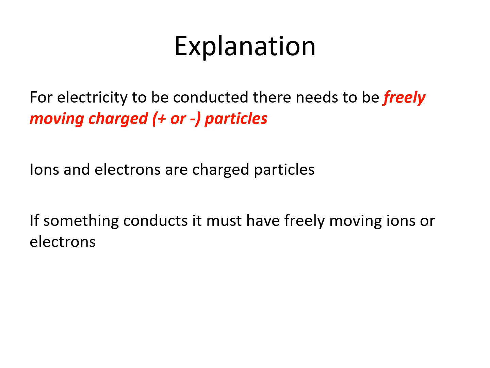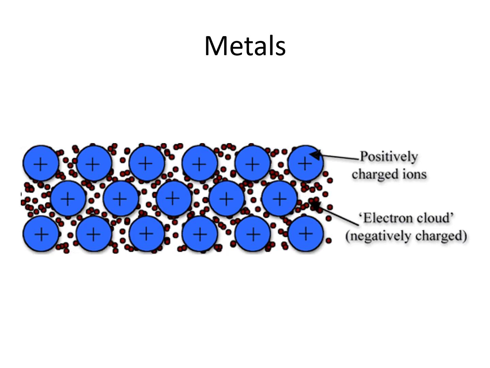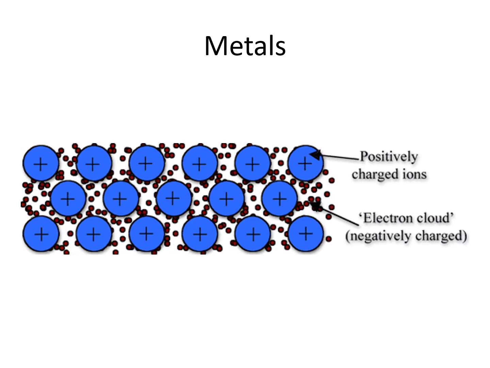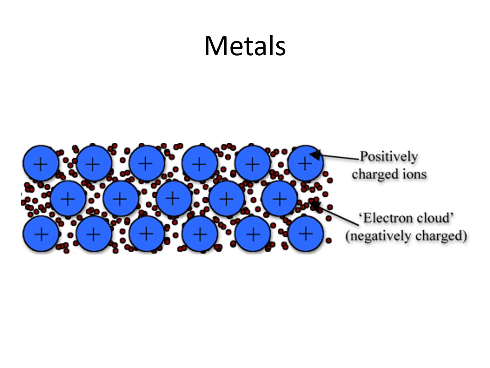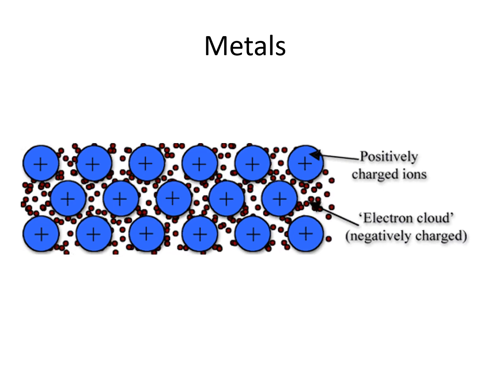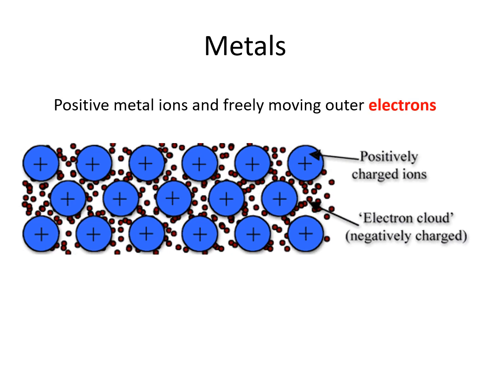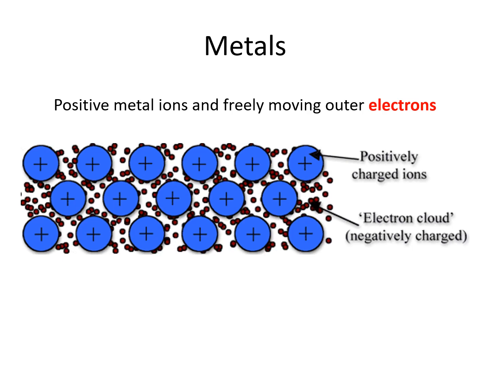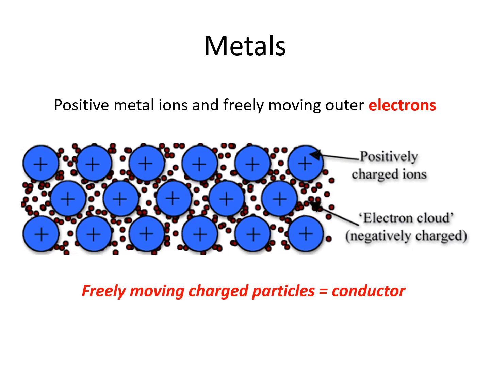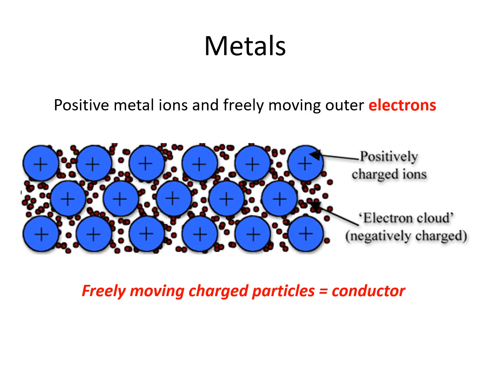Okay, so let's look at metals first of all. All metals would conduct whether it's in the liquid state or whether it's in the solid state. And if you were to look at a metal on the atomic scale, you'd see this lattice, so this is a solid, you see this lattice of positively charged ions and something called delocalized or freely moving electrons going around each of the ions. So we have positive metal ions and we have freely moving outer electrons, and it's those freely moving outer electrons that allow metals to conduct electricity. So freely moving charged particles, in this case electrons, therefore metals are conductors.